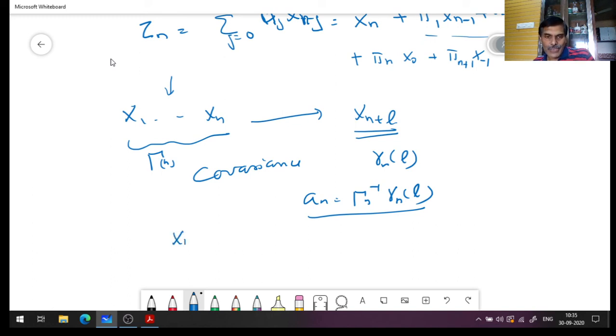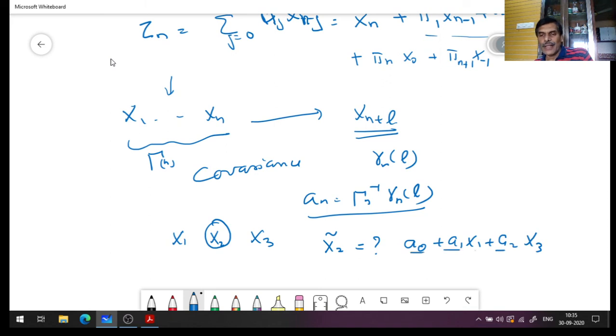So for example, if I have x1, and x2 is not available, and I have x3, I'll be able to predict the best linear predictor of x2 using x1 and x3. So this can be obtained. It will be some function of, say, a naught plus a1 x1 plus a2 x3. We need to obtain these quantities. And what are those quantities going to depend on? They're going to depend on the covariance; in that case, the data is x1, x3, and x2 is the target. So you will have a gamma here, and a corresponding gamma here.